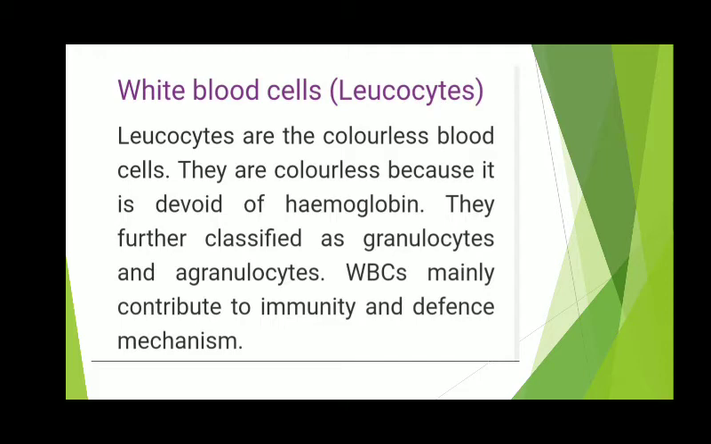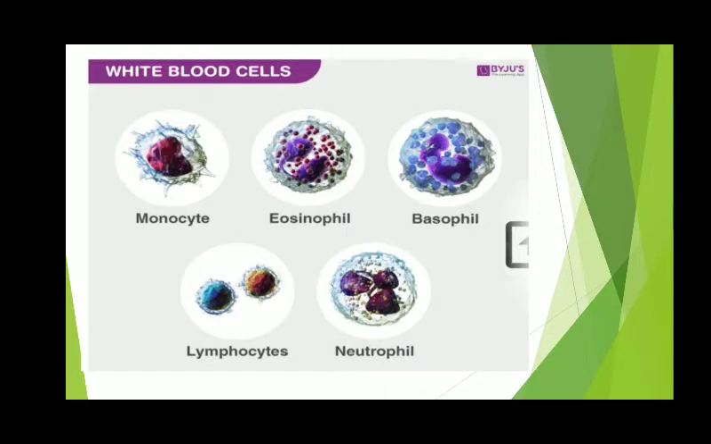And these white blood cells have a nucleus, and the shape of the nucleus is different in different types of white blood cells. And the count of white blood cells is much smaller in number than red blood cells. These are some white blood cells: monocyte, eosinophil, basophil, lymphocytes, neutrophil.